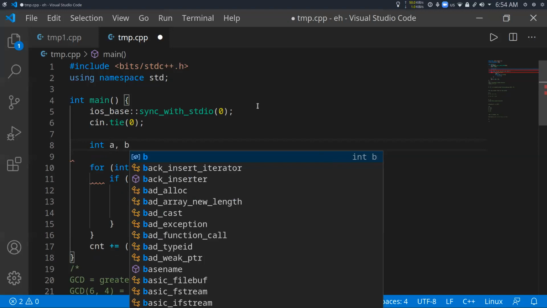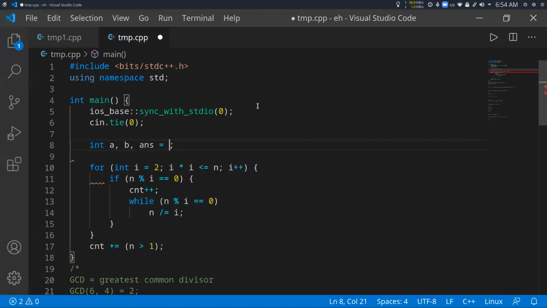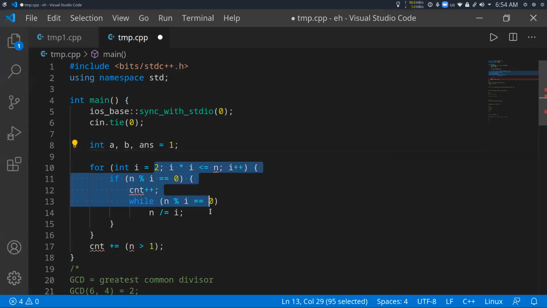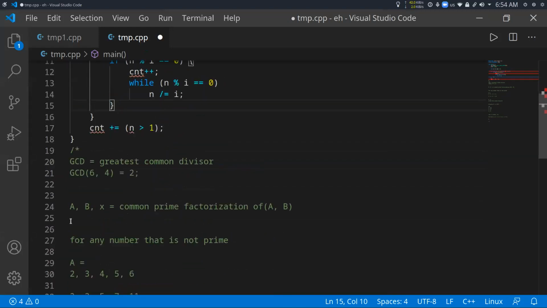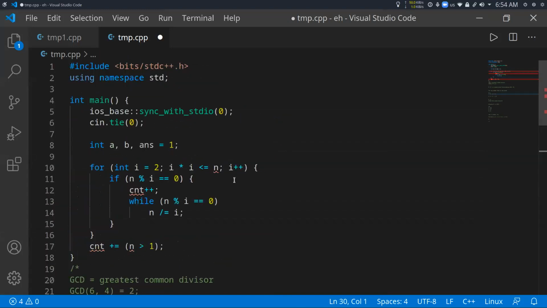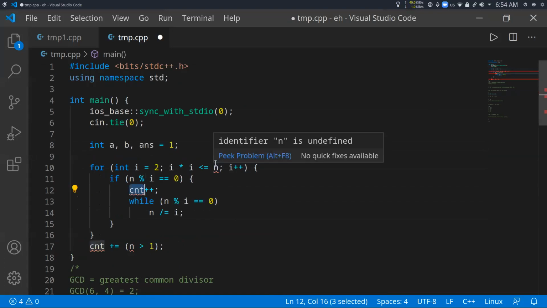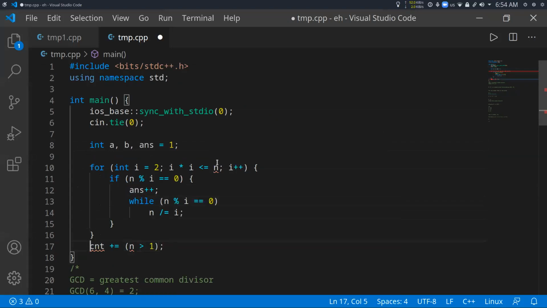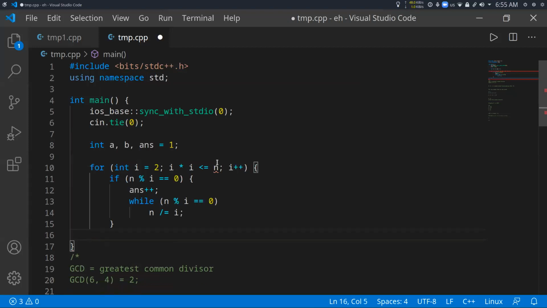Okay. Here ans equals. So I'll initialize ans with 1 because I'm calculating only the prime divisors, but I also want to add 1 to the answer, right? Because 1 is co-prime with all the numbers. Okay, so I'll initialize ans with 1. And here, instead of CNT plus plus, ans plus plus, and here ans. We'll mix again after finishing. Okay, because there is a trick here.